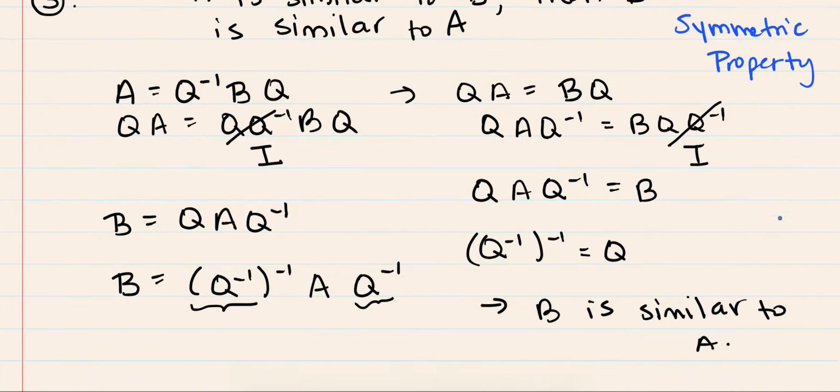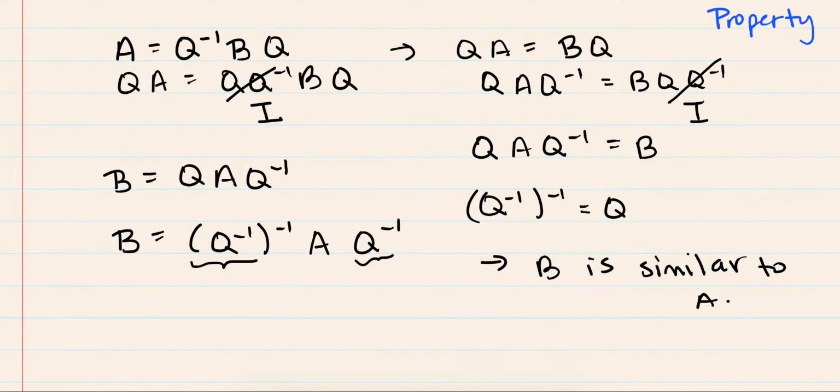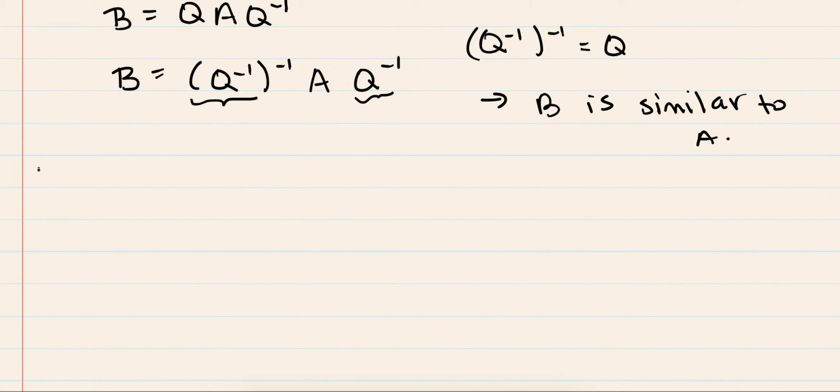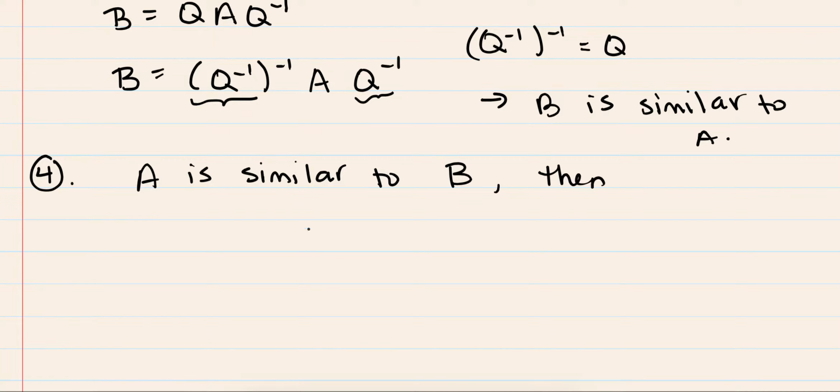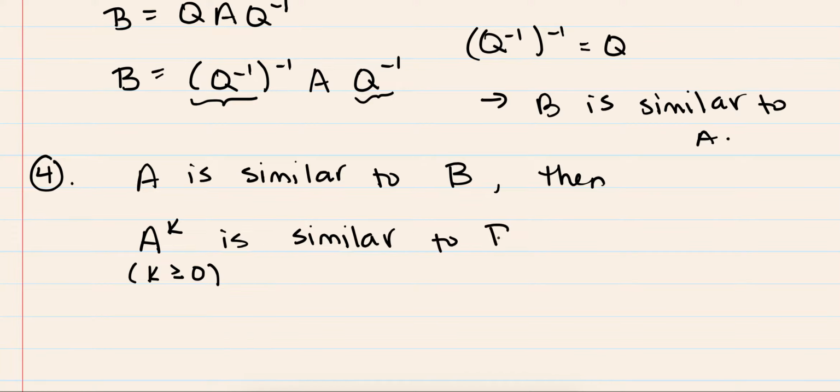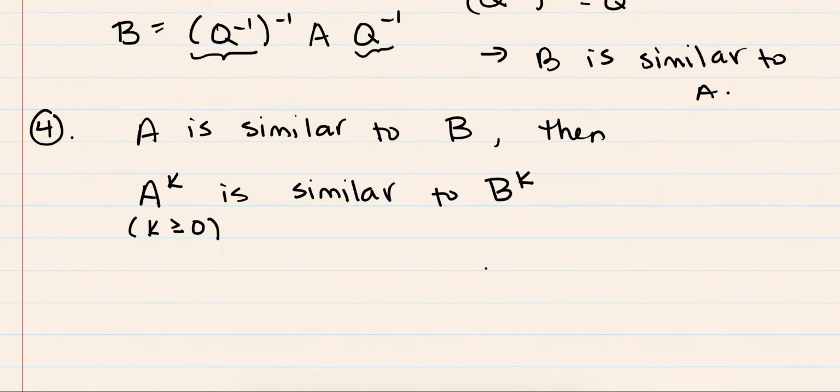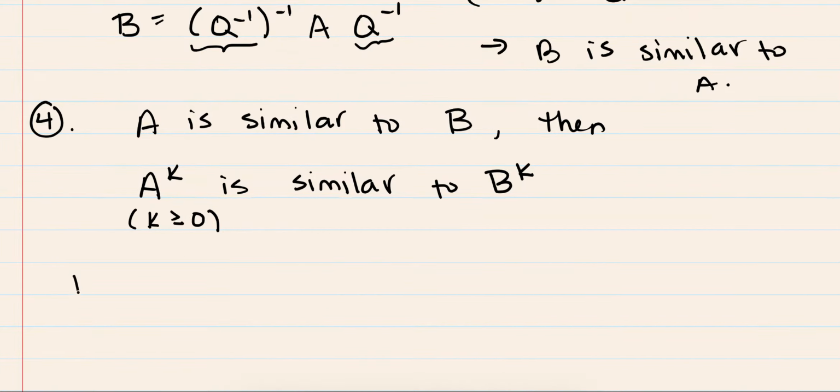What are some other properties? This one's interesting. If A is similar to B, then A raised to a power K, let's let K be greater than or equal to 0, is similar to B raised to the same power. Let's prove that.